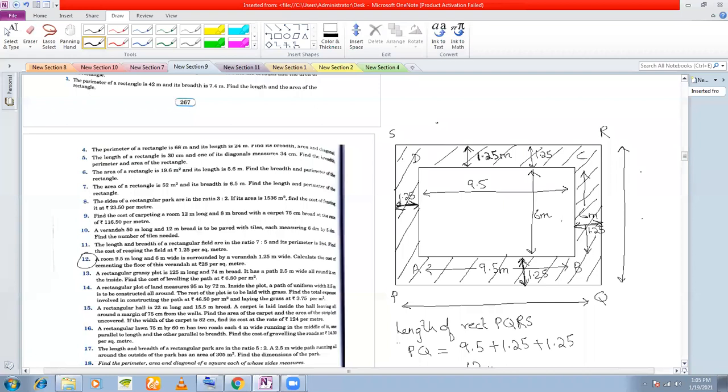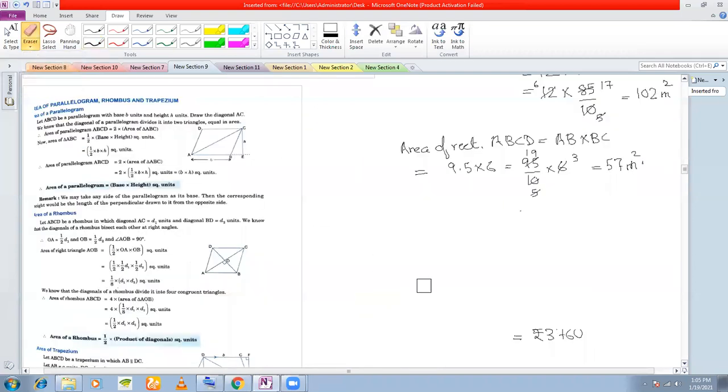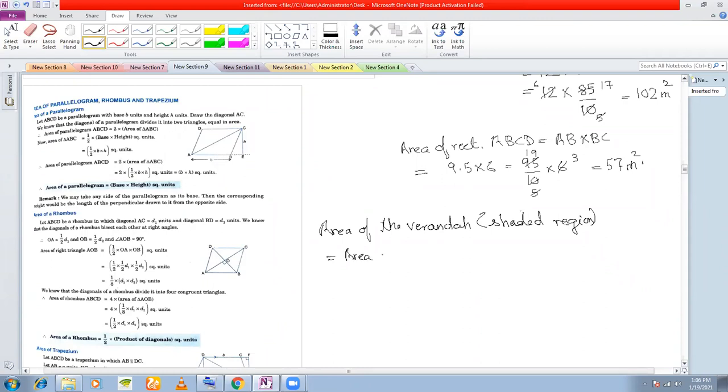So the area of the veranda, or you can also say the shaded region, is equal to the area of the bigger rectangle. Which one is the bigger rectangle? PQRS. And the smaller rectangle is ABCD. So area of rectangle PQRS minus area of rectangle ABCD.